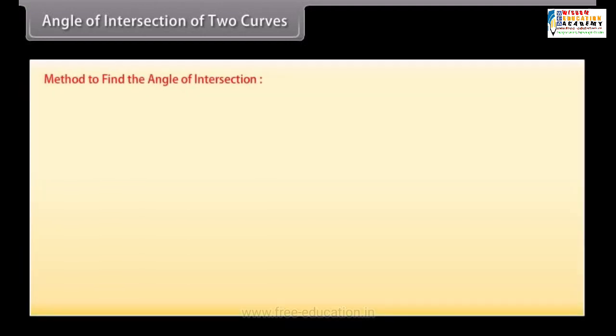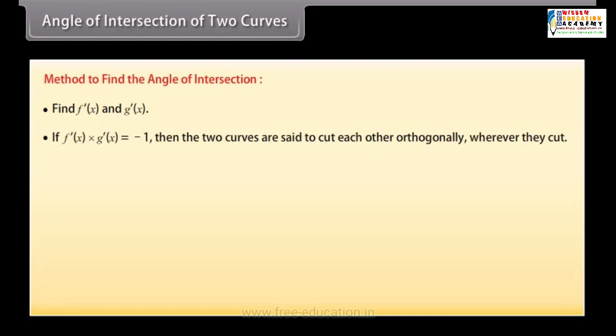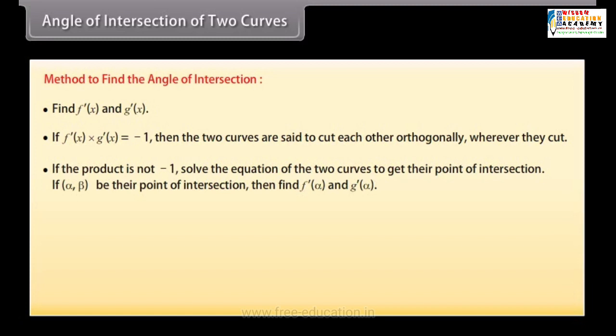Method to find the angle of intersection. Find f'(x) and g'(x). If f'(x) · g'(x) = -1, then the two curves are said to cut each other orthogonally wherever they cut. If the product is not -1, solve the equation of the two curves to get their point of intersection. If (alpha, beta) is their point of intersection, then find f'(alpha) and g'(alpha). Let m1 = f'(alpha) and m2 = g'(alpha).